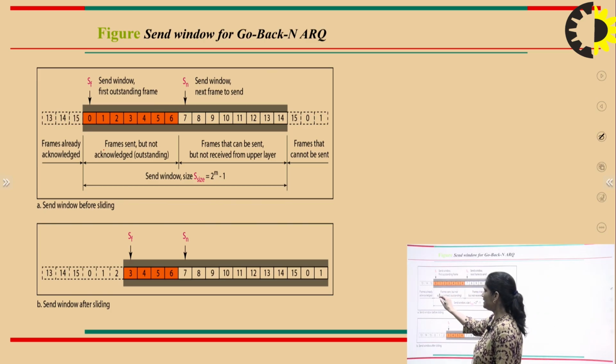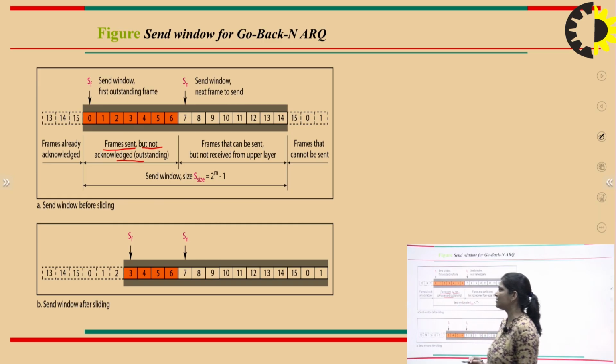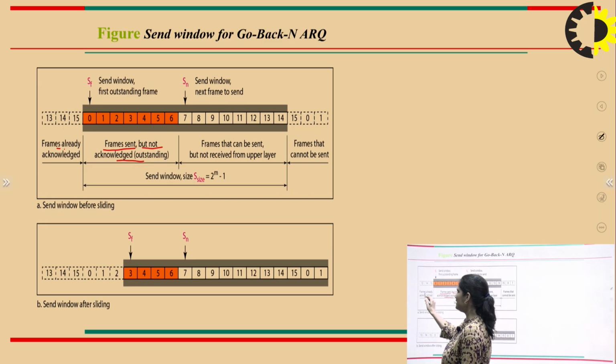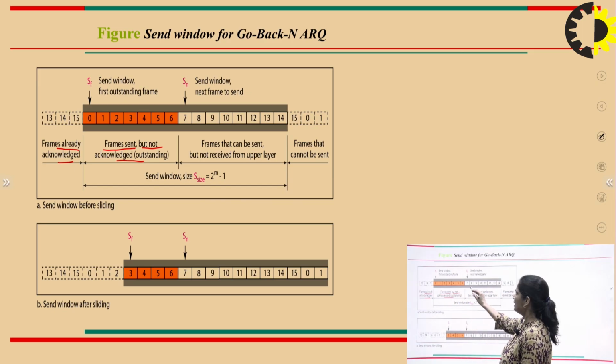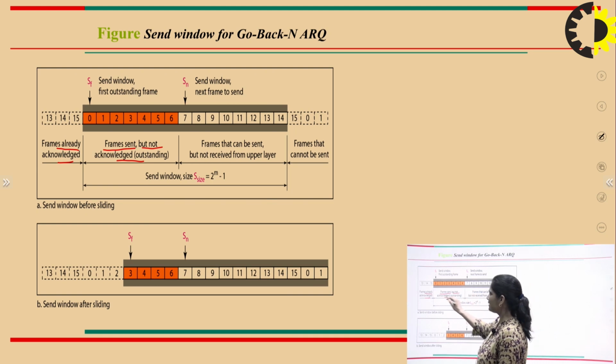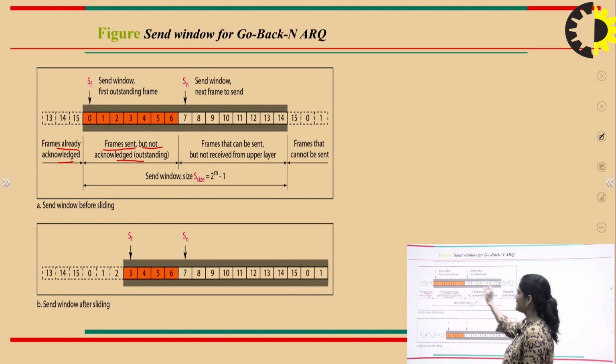So you can see these frames are sent, but we are not getting acknowledgement for them, and these frames are already acknowledged, meaning they were sent and we have already received the acknowledgement. Now these frames are sent, but we are not getting the acknowledgement for them. Again, when we get the acknowledgement for these frames, only then can we send the next frames in the next turn. So the size of this send window is 2^m minus 1.